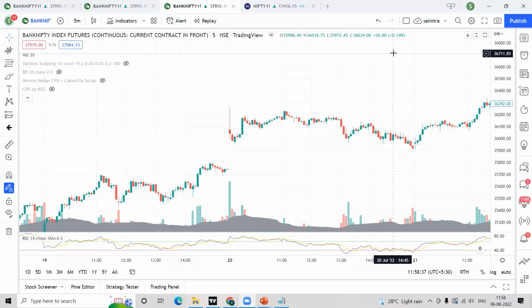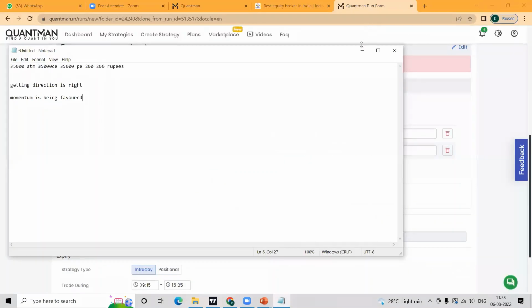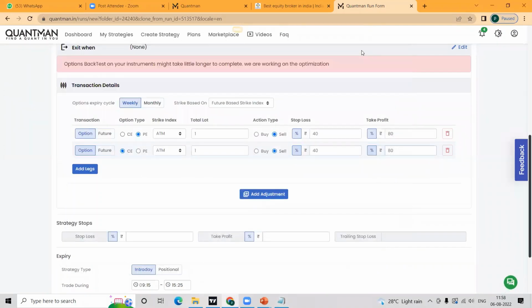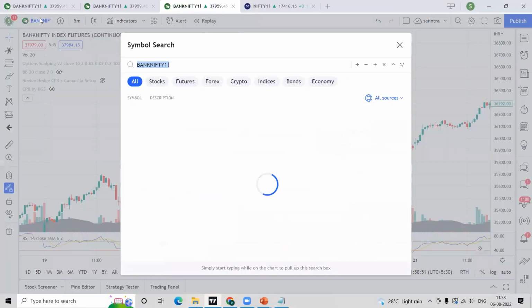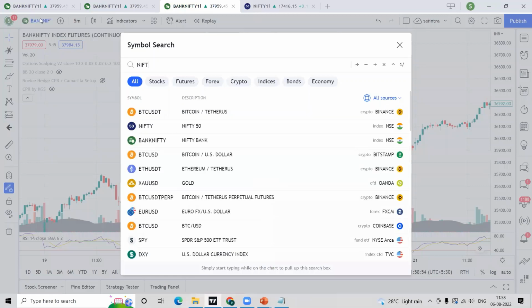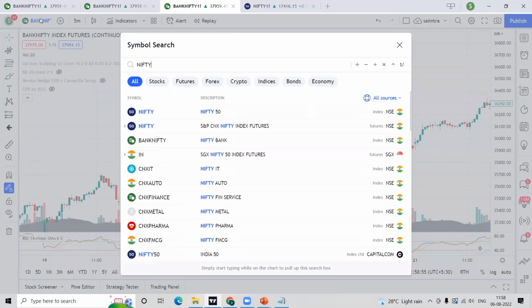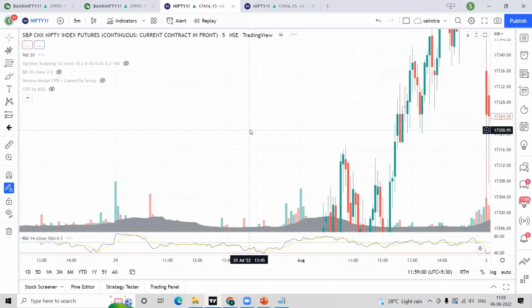So I'm going to explain the logic of that. Just go to QuantMan. Using two indicators, we are going to select the momentum and trend. Now, instead of Bank Nifty, I am going to explain the logic for Nifty, because we have done the selling. So I'm going to explain it with Nifty.